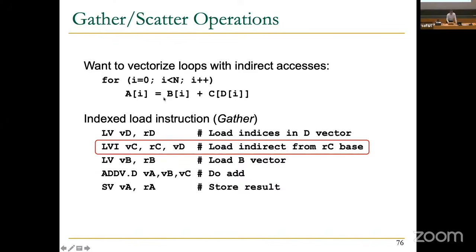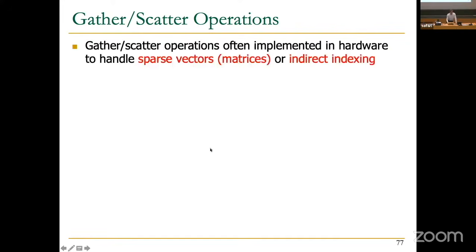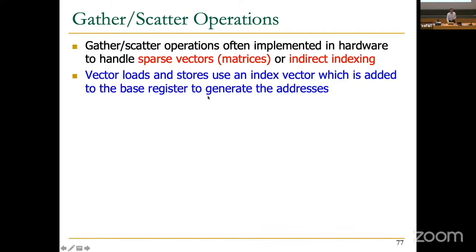The rest is what we have seen. This is the different part, basically. You need to load the indices, and then you do a load inject. Now let's take a look at an example. Essentially, these are often implemented in hardware to handle these sparse vectors, as I mentioned, or indirect indexing. Vector loads and stores use an index vector, which is added to the base register to generate the addresses.